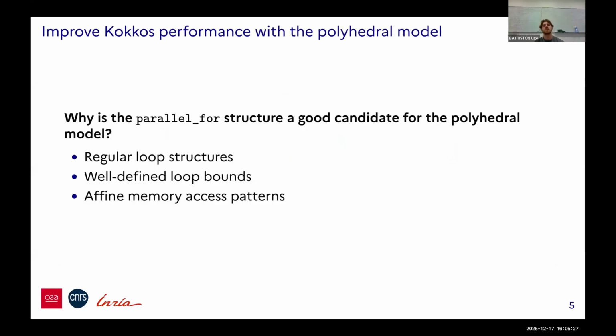And the goal of my work is to improve Kokkos performance. If we look inside the library, at the parallel_for, we can see a regular loop structure with well-defined loop bounds and the Kokkos view with an affine access pattern. And this is a perfect structure to apply the Polyhedral model.